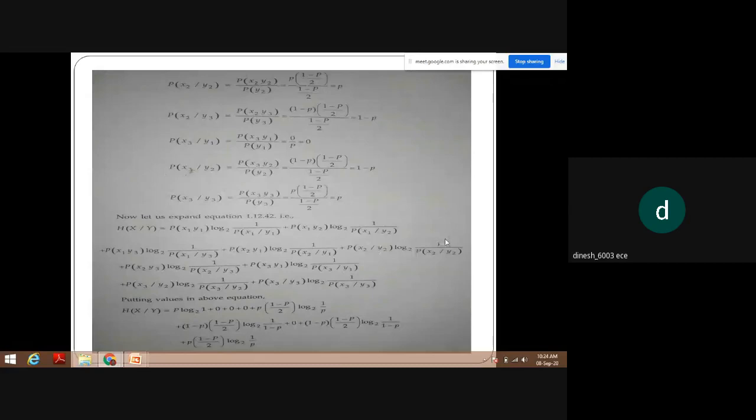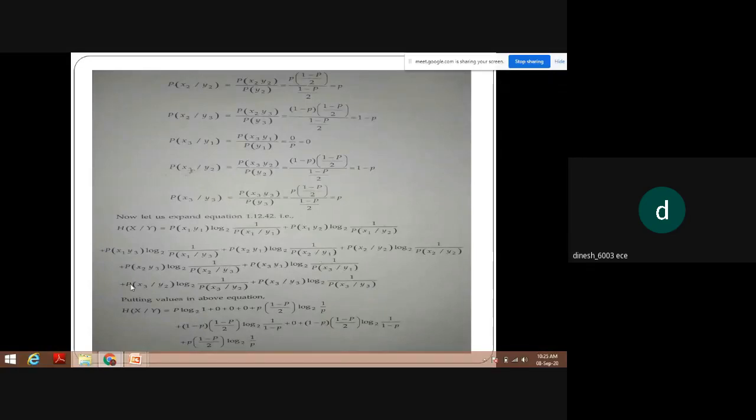by p of x2 y2 plus p of x2 y3 log to the base 2 1 divided by p of x2 y3 plus p of x3 y1 log to the base 2 1 divided by p of x3 y1 plus p of x3 y2 log to the base 2 1 divided by p of x3 y2 plus p of x3 y3 log to the base 2 1 divided by p of x3 y3.